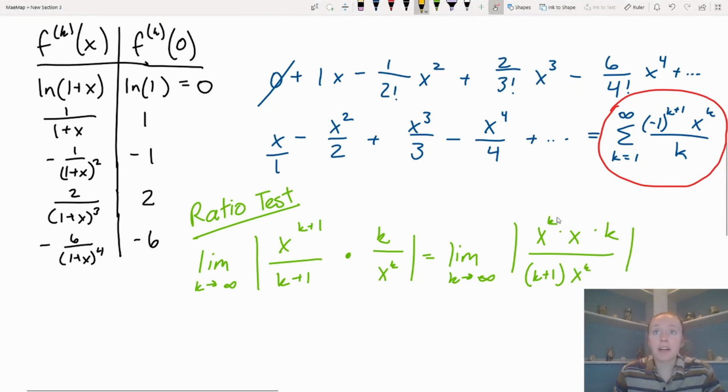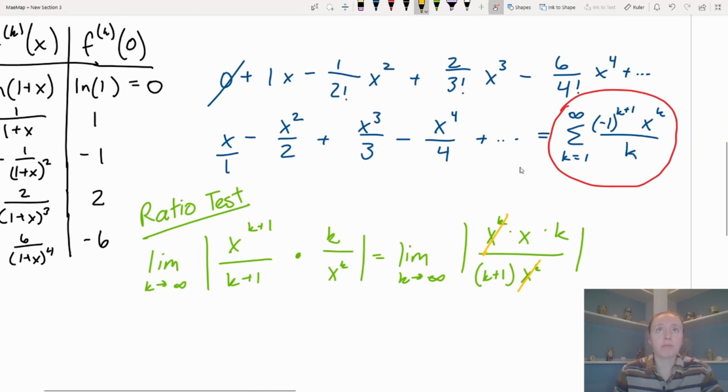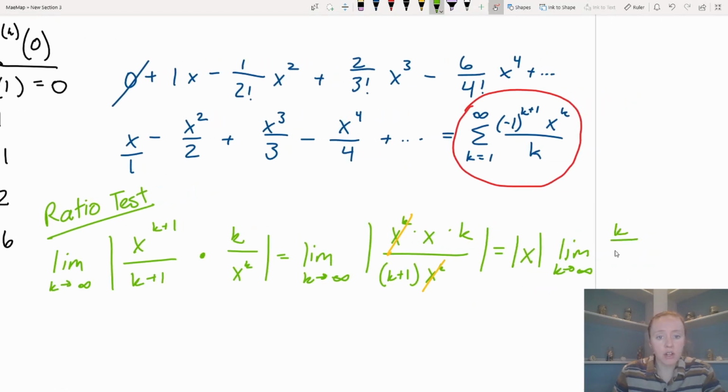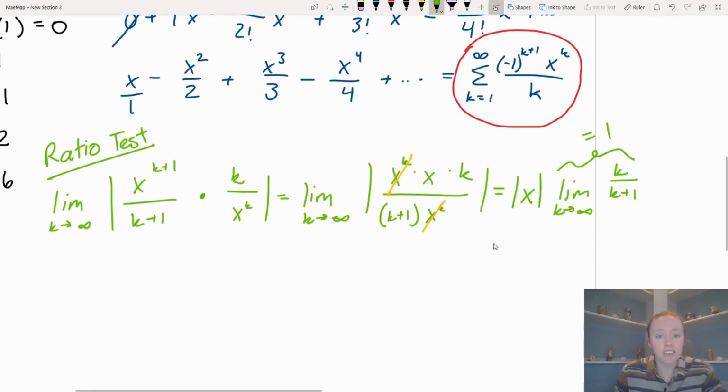Now you'll see that my x to the k's cancel out, which, if we're taking the limit as k approaches infinity, I can pull that absolute value of x out in front. So I get the absolute value of x times the limit as k approaches infinity of k over k plus 1. And k over k plus 1, highest power rule, that limit goes to 1. So overall, my limit for the ratio test, I get the absolute value of x.